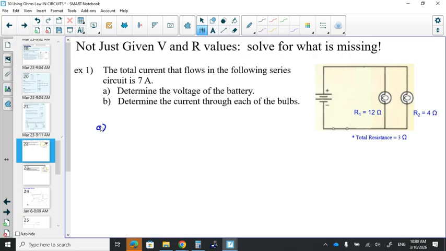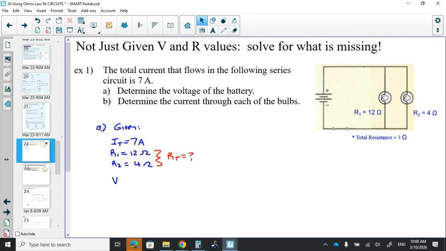If we do our GRASP method here, if we did our given, then we know we have the total current, and we have resistance number 1 and resistance number 2, right? So resistance number 1 is 12 ohms, resistance number 2 is 4 ohms, and we want to know the voltage, right? Well, you're going to have to do a multiple step process where first you're going to have to get total resistance. And then after that, you're going to use all of that stuff to get V equals IR, right? Where we want to know the voltage, right?